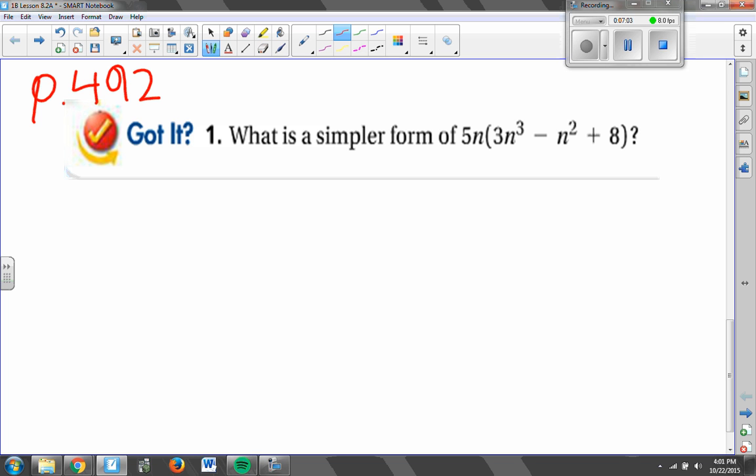Now, I will say in your practice problem set, I'm eliminating a few of the problems. I will tell you this tomorrow as well. But I'm eliminating 15, 17, and 19 from your practice problem set. So take a look at this. Got it, number 1, bottom of page 492. Once you've got that, you are ready for tomorrow.